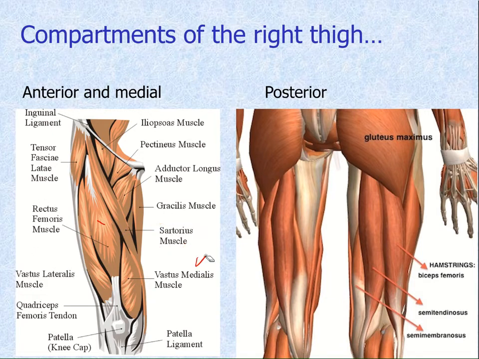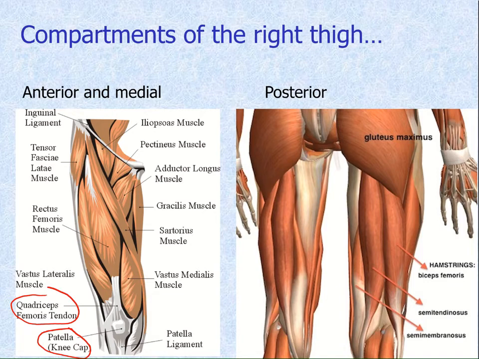These four muscles, the vastus medialis, lateralis, rectus femoris, and vastus intermedius muscles, taken together are called quadriceps. They have a common tendon which is called the quadriceps tendon, which is attached to the patella or the kneecap in front of the knee joint.